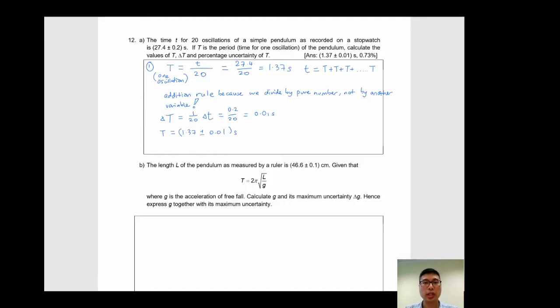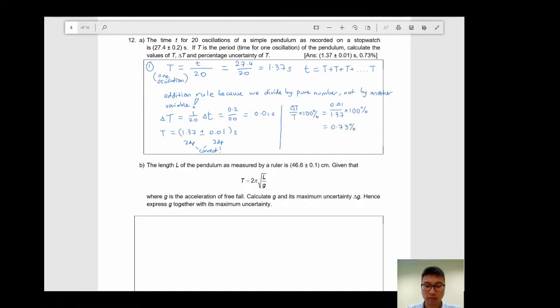Okay, once again, check that your decimal places are correct. Okay, and the next part of the question, determine the percentage uncertainty of the period. Now remember, percentage uncertainty must always be stated to two significant figures. So that's the first part of question 12 done.